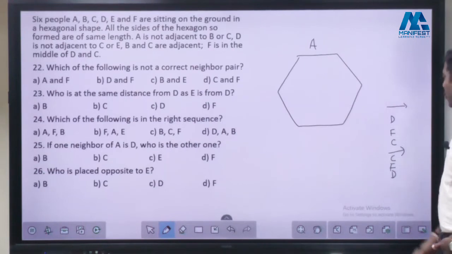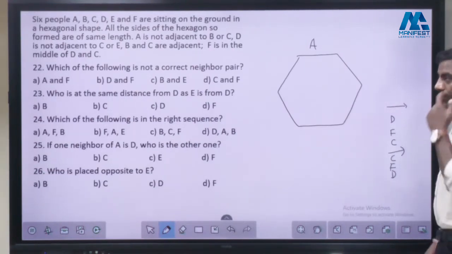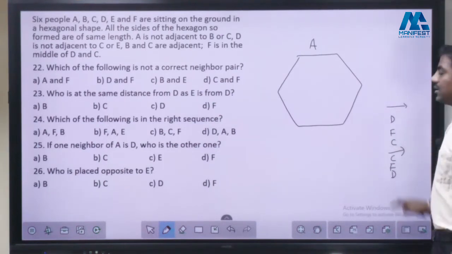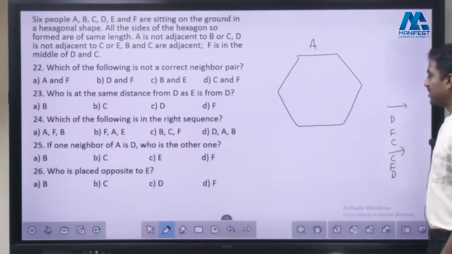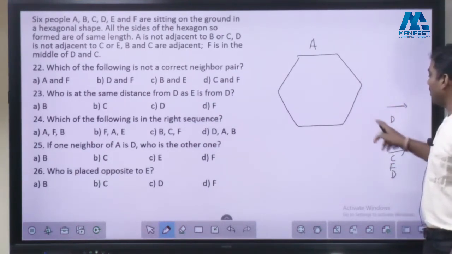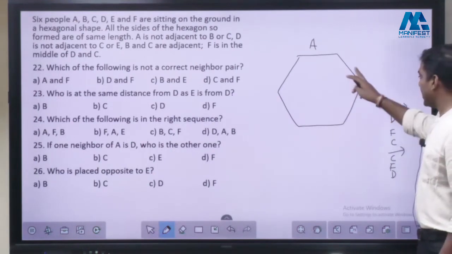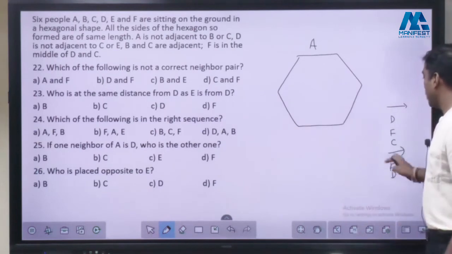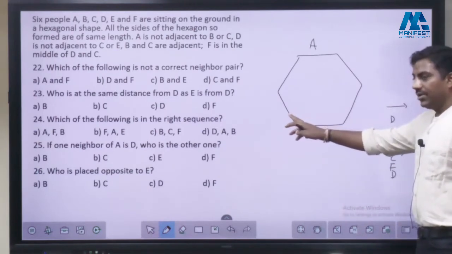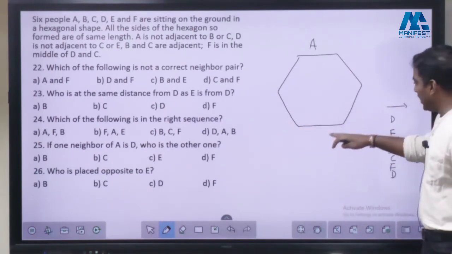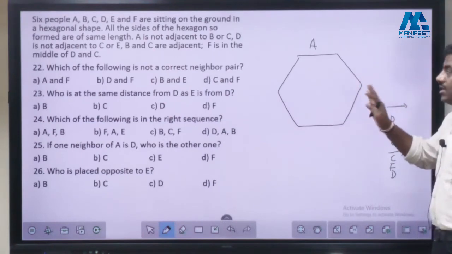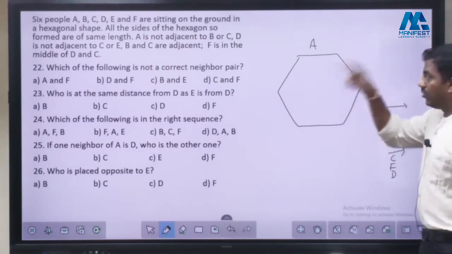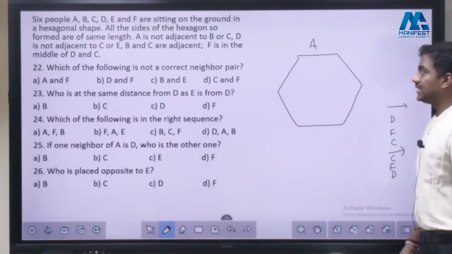Now, how do you manage? This is one thing that we have. How to arrange them? C cannot come here. So if C comes here, then F and D will come here. Not yet concluded. We'll go to the first sentence again.